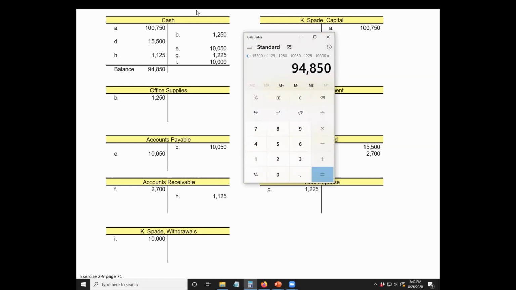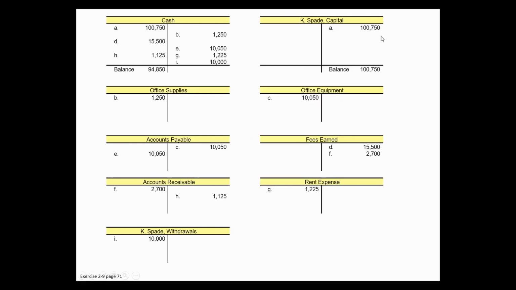So the normal side for an asset is a debit, and we're positive in cash, so it would be a debit side, $94,850. And if we look at capital, we can just go ahead and bring that down because that hasn't changed so far. Now later on, we would have to recognize the net income there and some other things, but for right now, we'll just bring it down. Office supplies, we'll just go ahead and bring that down, $1,250. Again, normally we would have to make some adjusting entries to that, but we'll talk about that later. So office equipment, same thing, that hasn't changed.